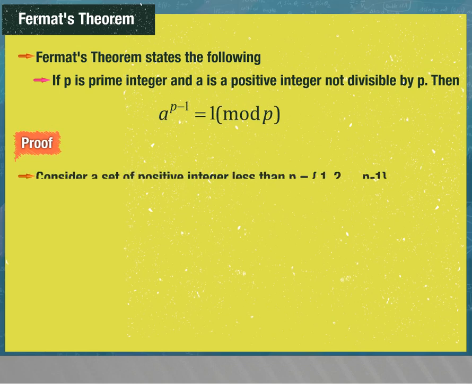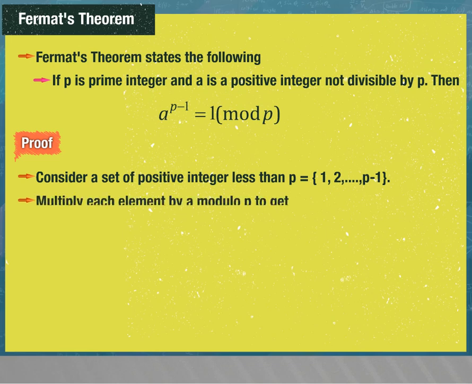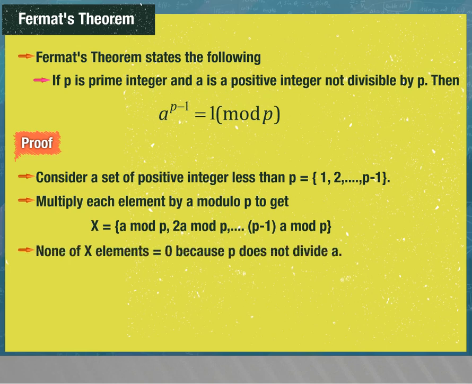Proof. Consider the set of positive integers less than p, equal to the set 1, 2 and so on up to p minus 1. Multiply each element by a modulo p to get X is equal to the set a mod p, 2a mod p and so on up to p minus 1 times a mod p. None of the X elements is equal to 0 because p does not divide a. No two of the integers in X are equal.